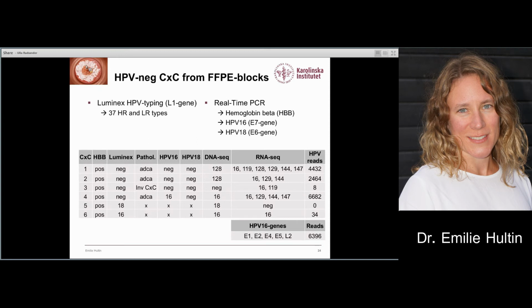And interestingly, here we see that we did not detect E6 and E7, which are the target for the primers in the real-time PCR. And we did not detect the L1 gene, which is the target with the Luminex typing assay. So that could be an explanation why these samples appeared HPV negative by the PCR-based systems. And now they were positive by sequencing.